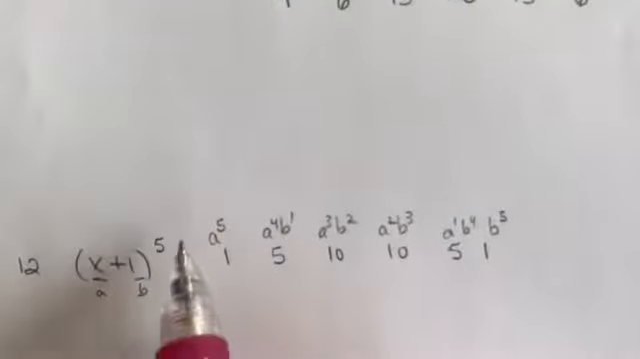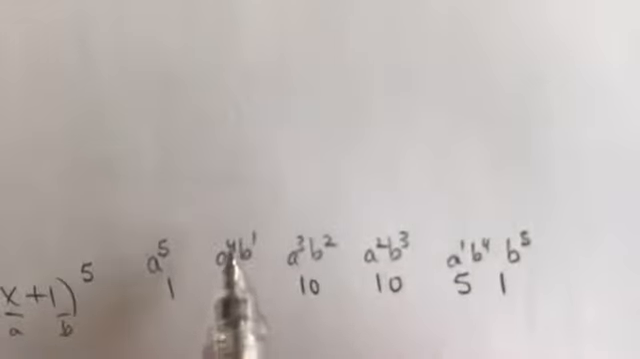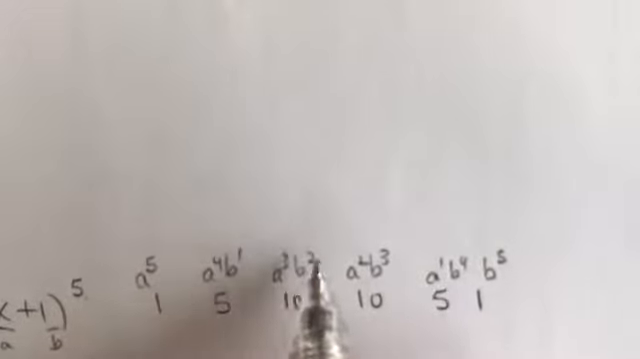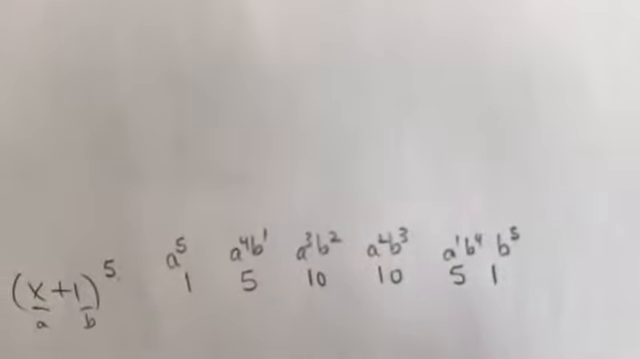Realize that your exponents, since this is the 5th power, always add up to 5. So let me zoom in right here. Can you see that 4 and 1 is 5, and 3 and 2 adds up to 5? So your exponents will always add up to 5. That's a nice way to check yourself.